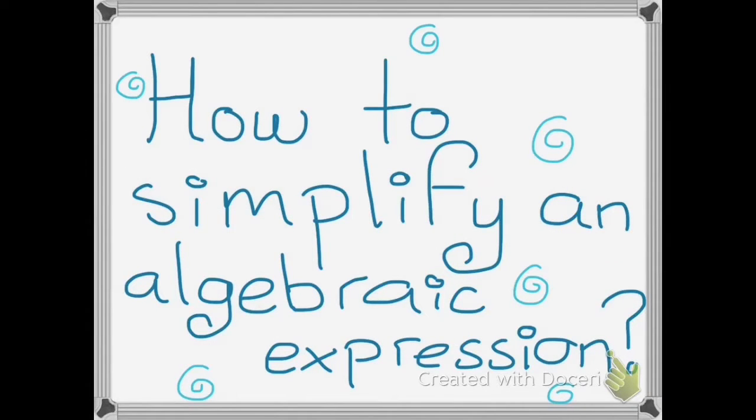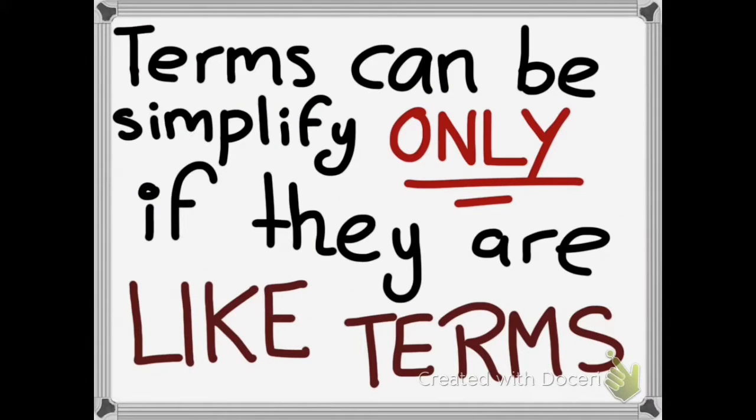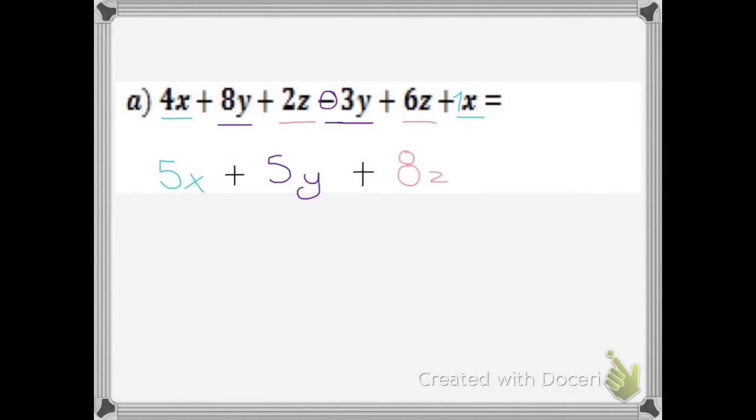Okay, now I'm going to show you how to simplify an algebraic expression. Terms are the ones that make up the expression, and they can only be simplified if they are like terms. What do I refer to with like terms? I mean that they should have the same variable and the same exponent. If they do not have the same, they cannot be simplified. They should stay the same way they are.